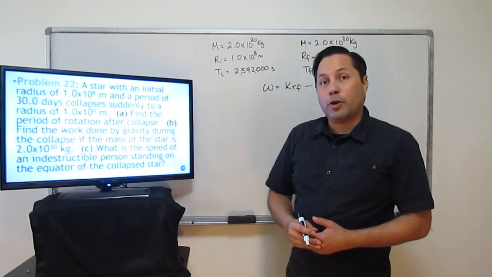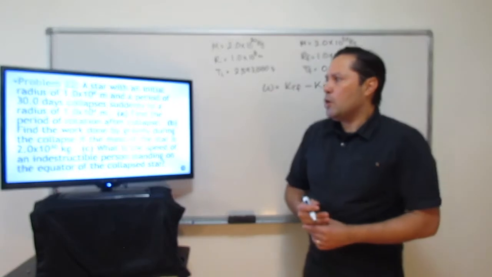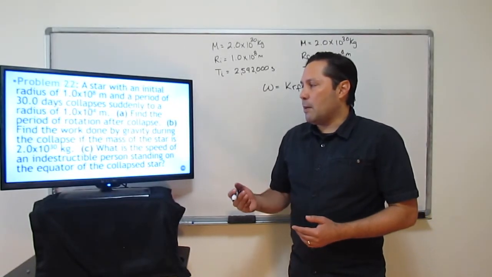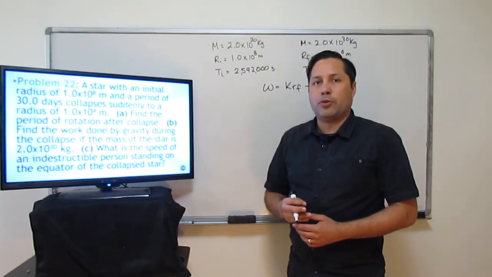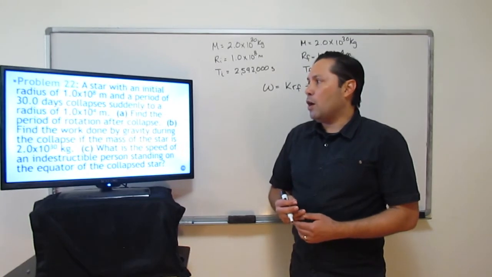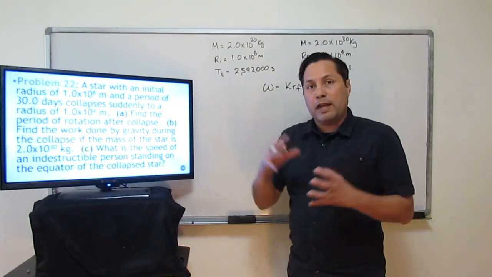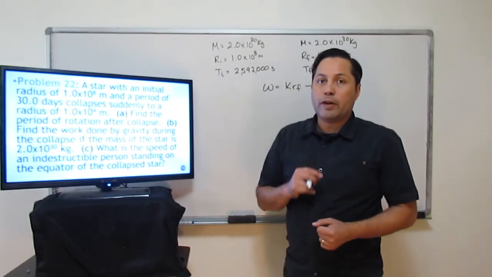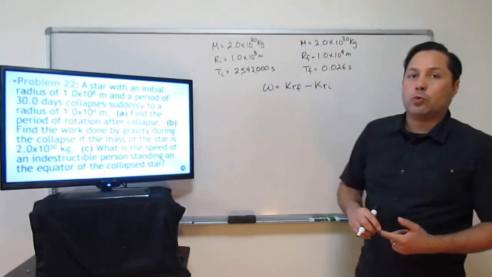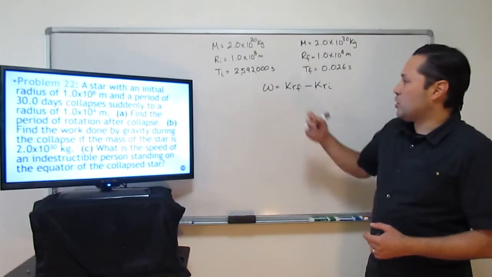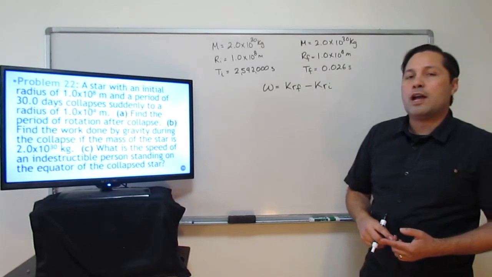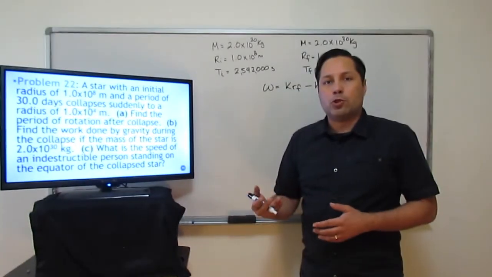Up next, let's do part B of problem number 22. We're given the following. It says the mass of the planet is 2 times 10 to the 30 kilograms, and they want to know what is the work done by gravity when it collapses a star. So to figure out work, it is the change in rotational kinetic energy. For rotational kinetic energy, the formula is 1/2 I multiplied times angular speed squared.